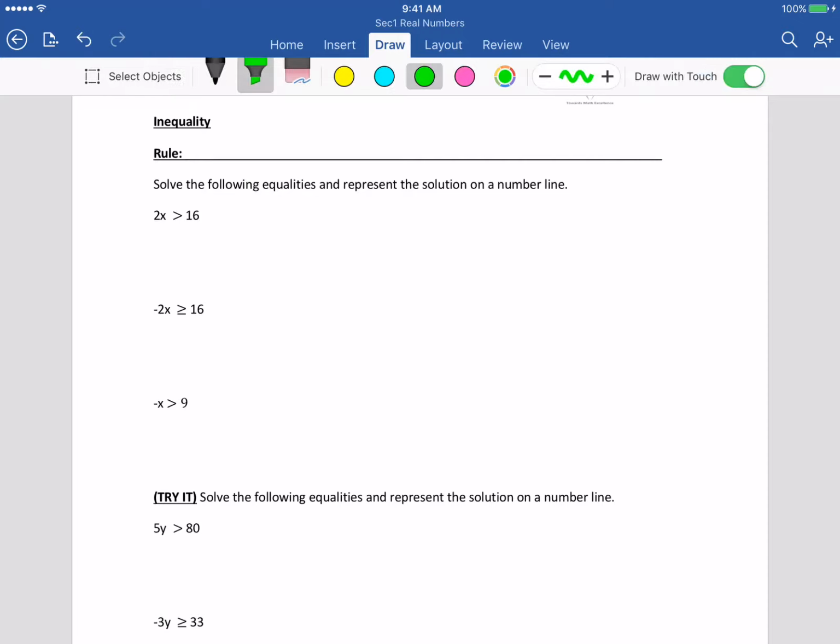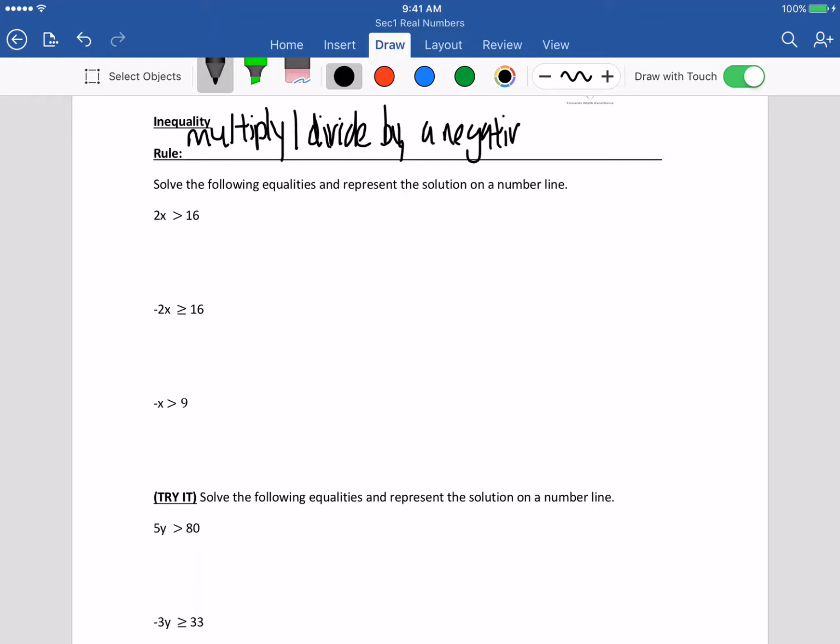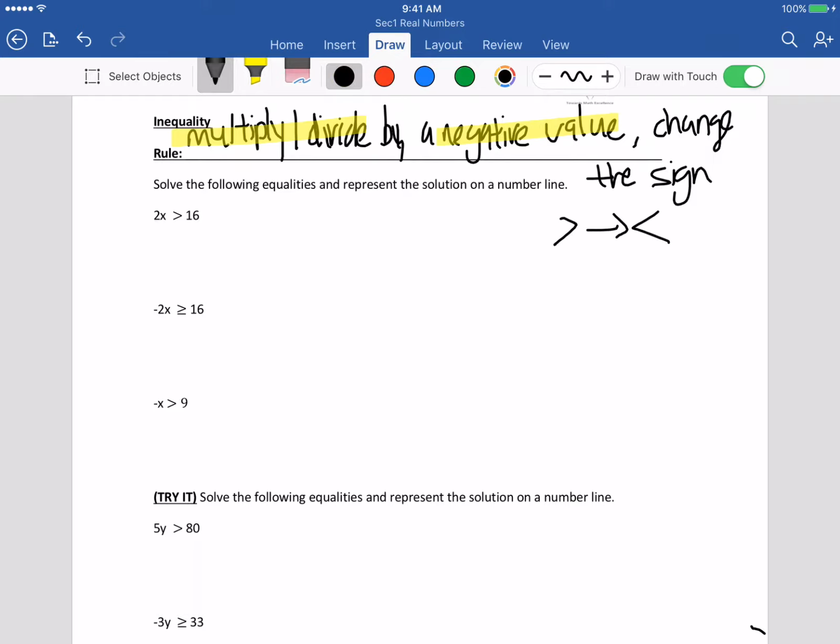There's one rule here you have to memorize. Every time we multiply or divide by a negative number, by a negative value, you need to change the sign. What do I mean by that? Every time you multiply or divide by a negative number, you change the sign. It means more than becomes lesser than, and lesser than becomes more than, vice versa.